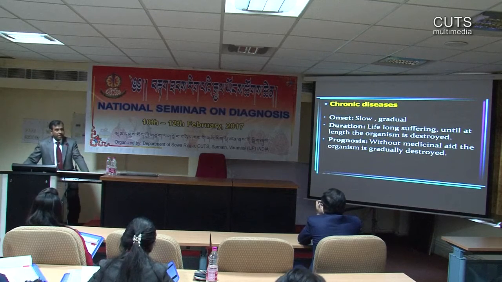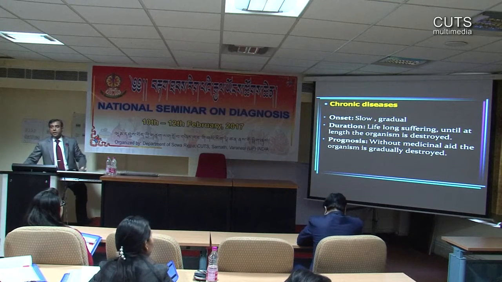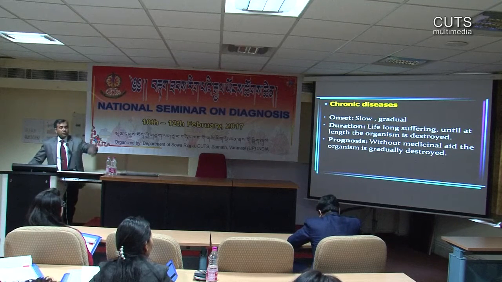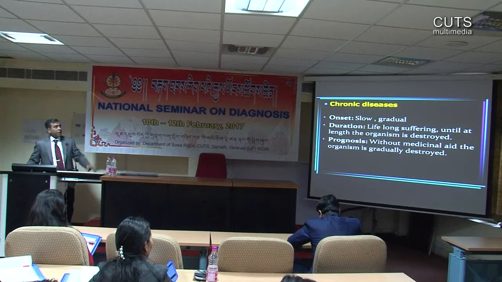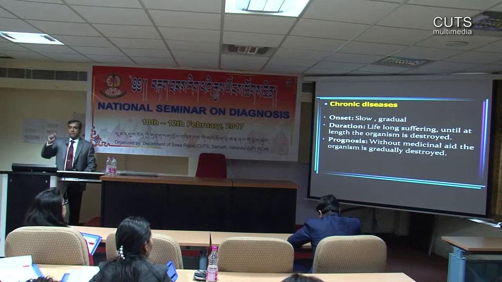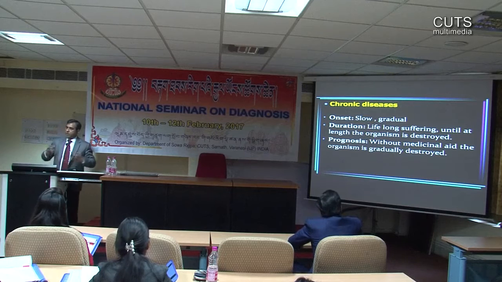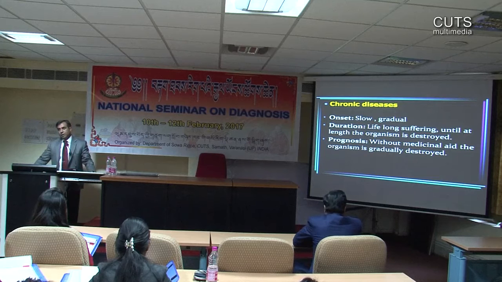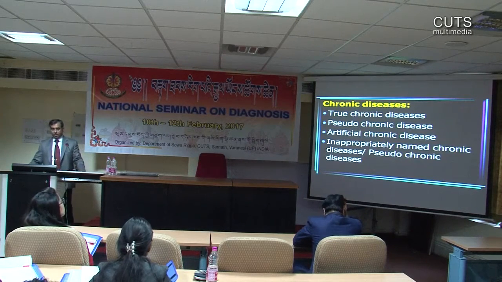In case of chronic diseases, the situation is just different. Here, the onset is very gradual, very slow. The duration is indefinite. And the prognosis is sure-shot death. When no medicine is given, slowly it starts with one system, and the person as a whole is affected till the person dies. This is the basic difference between acute disease and chronic disease.